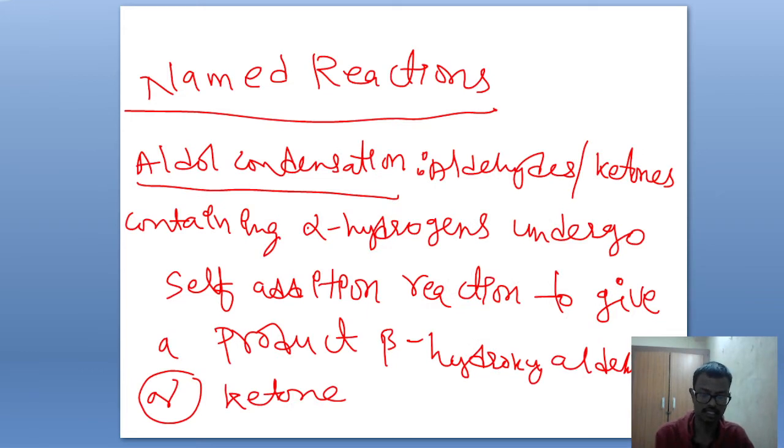So now let us learn what an aldol condensation reaction is. Here the reactants are aldehydes or ketones which contain alpha hydrogens, and the product is beta hydroxy aldehydes or ketones. That means if you take an aldehyde which contains alpha hydrogens as the reactant, then you will get a beta hydroxyaldehyde. And if you take a ketone as a reactant, then the product you will get is a beta hydroxy ketone.